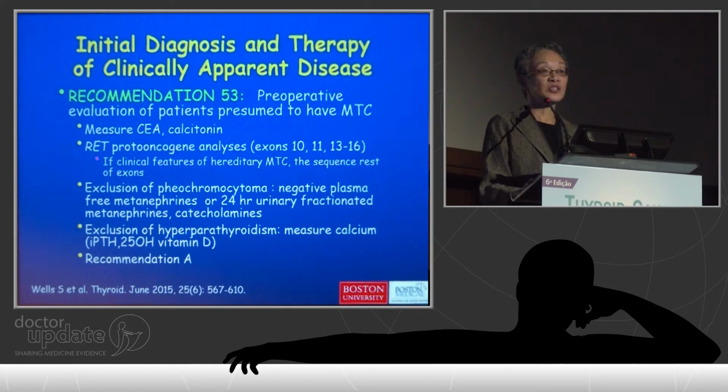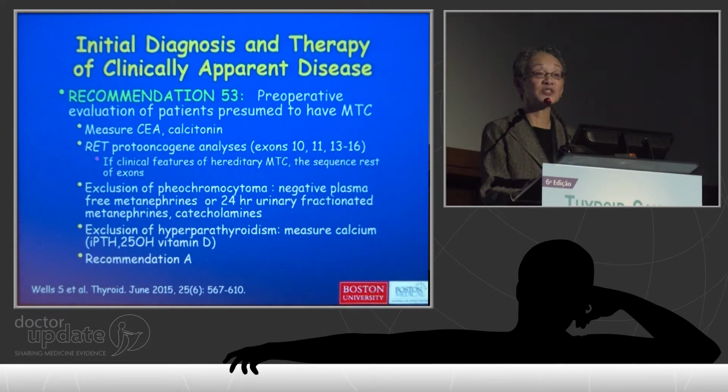You need to measure CEA and calcitonin. You should analyze the RET proto-oncogene. I guess in Brazil you do exon 5, and then some places do 8, 10, 11, and 13 through 16. If there are clinical features of hereditary medullary thyroid carcinoma, then as our previous speaker said, you should analyze the rest of the exons.